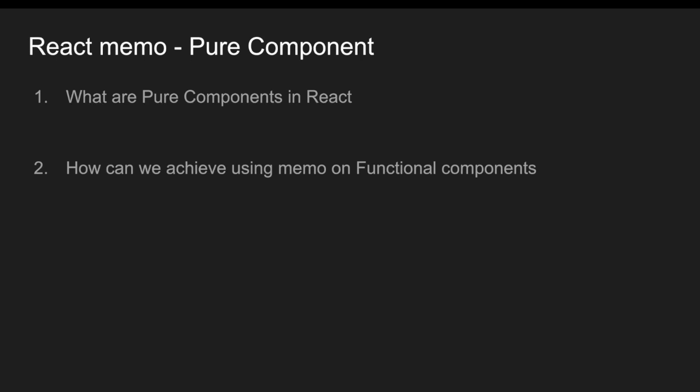And how can we achieve this? By using memo on functional components. We are focusing only on functional components as of now. That's why we will talk about how to achieve these pure components in our functional components. So let me quickly jump into Visual Studio Code and understand with an example.